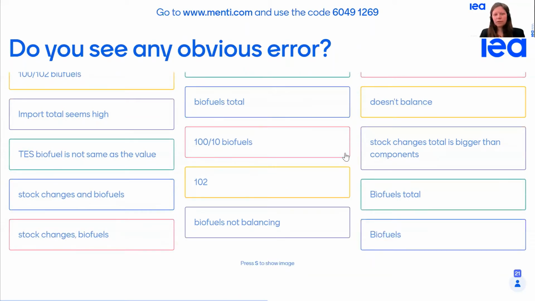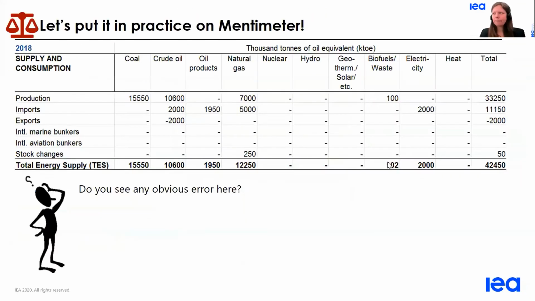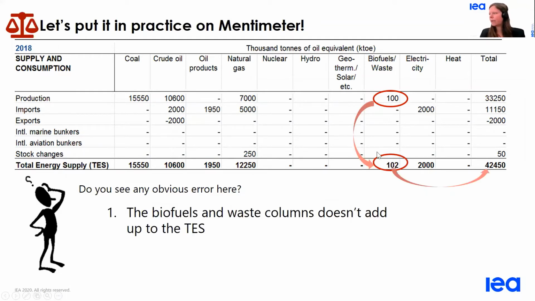Okay, so I think we have quite a consensus here. I'll come back to my presentation to show the answers. So as you've correctly seen, we have a problem with the biofuels and waste. We have 100 in production. We have nothing in imports, exports, bunkers, and stock changes, but we have a 102 total energy supply. So this doesn't add up. And if we look at the total of the total energy supply, we also don't see this 2 there. So there's obviously a problem here.